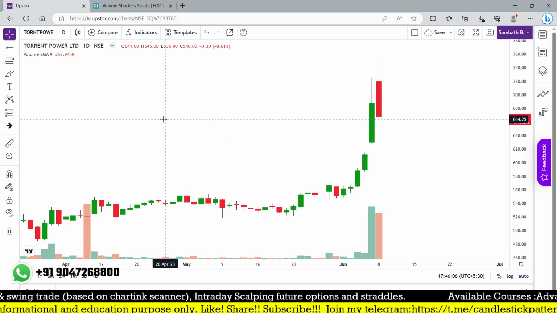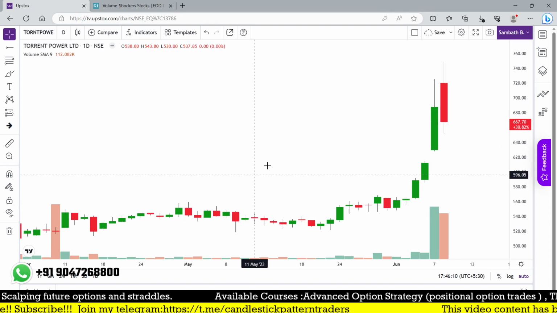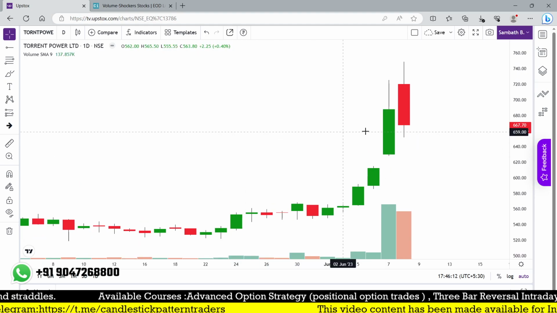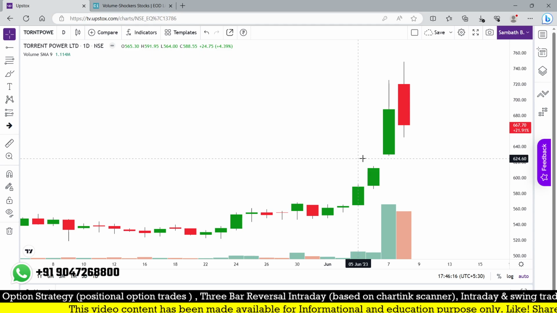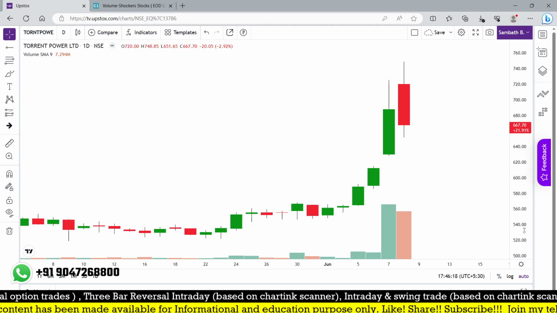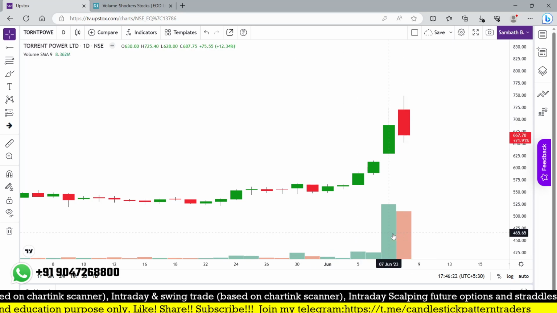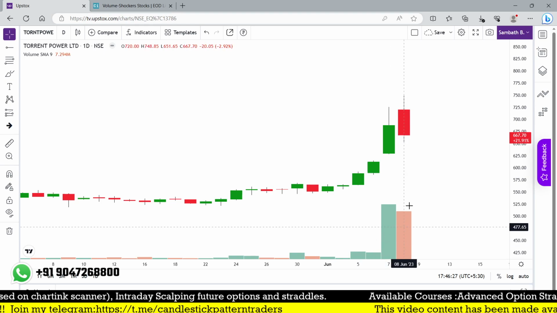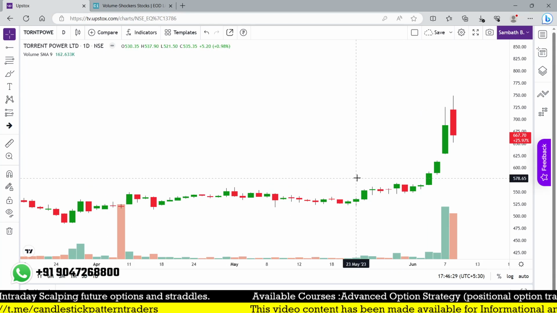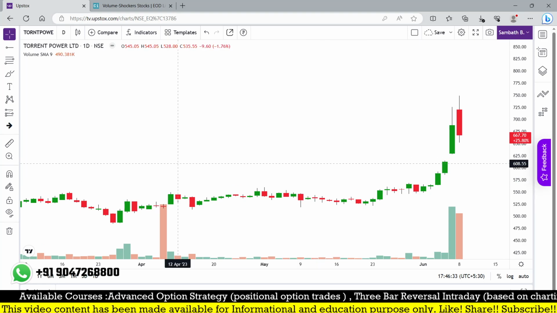In this volume breakout, I need to find some clear volume factors. So how am I going to decide that clear volume? Here at the bottom, you can see the volume, how many shares are traded per day. In this particular stock, Torrent Power, whatever stock you take, what conditions am I going to filter out?